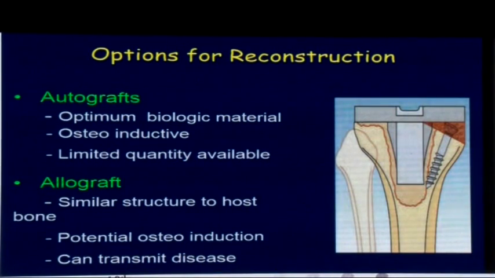We could simply use autograft bone, which is optimum biologic material. It's osteoinductive, but it's limited in availability, and therefore when you make the bone cuts, you need to be fairly careful. My rule in my operating theatre is that you save the bone till the very end, till I ask them to get rid of it. The nurse is not allowed to do anything to it.